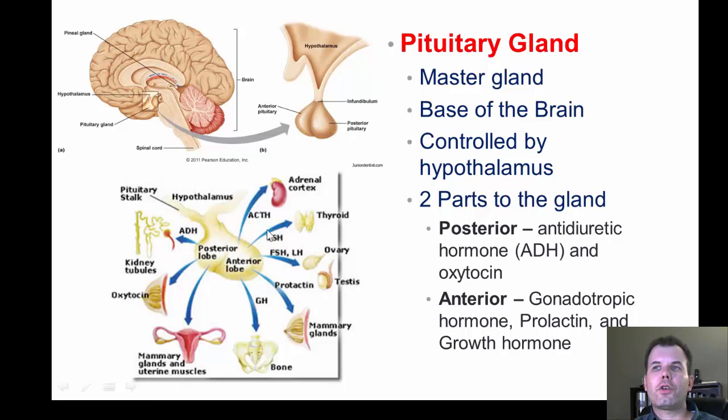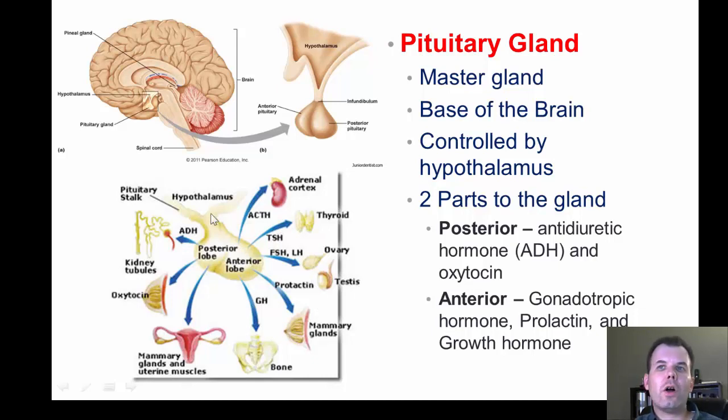Now, these guys secrete a number of different hormones, including antidiuretic hormone, ADH, and oxytocin. And the anterior also secretes gonadotropic hormone, which stimulates the gonads, prolactin, and growth hormone. And so you can see a lot of these different things and where they react and what they do and the number of tissues they react with.